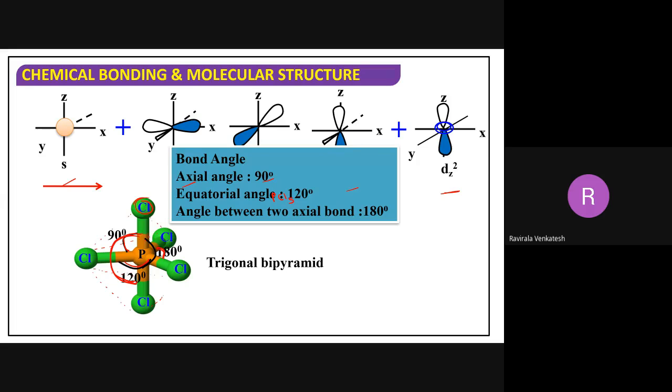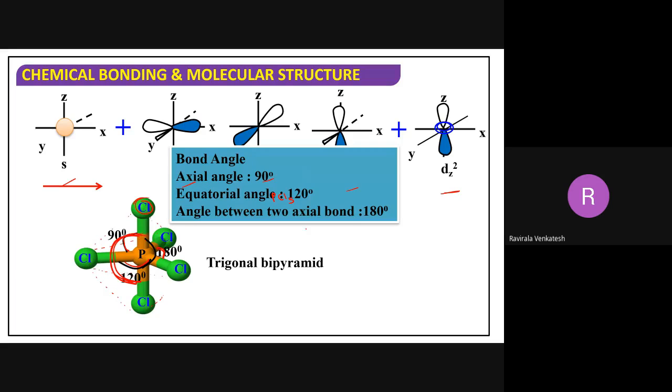This will be 180 degrees like this. It will be 180 degrees. Generally, 180 degrees, nobody considers that one, 90 and 120 degrees. But when you observe sp3, the bond angle is 109 degrees. sp2, the bond angle is 120 degrees. sp, the bond angle is 180 degrees.